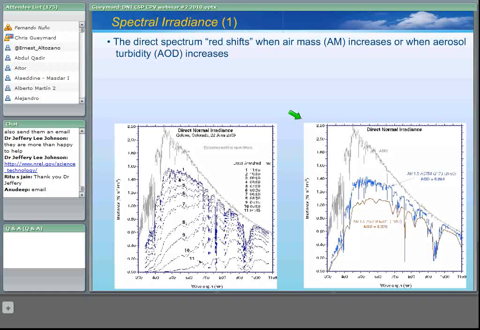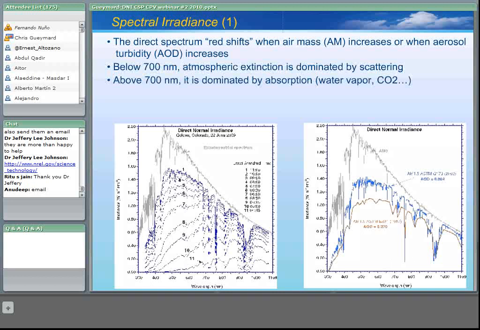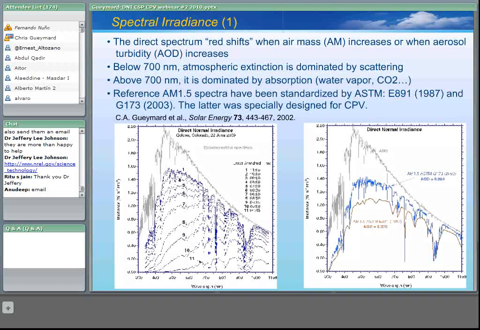So below 700 nanometers, the atmospheric extinction is dominated by scattering from molecules and aerosols. Above that limit, it is actually dominated by absorption, essentially from water vapor and CO2. So there are reference air mass 1.5 spectra that have been standardized by ASTM in 87 and 03, as I mentioned. They also have been standardized by institutions like ISO and IEC. That latter spectrum from 2003 was specially designed for CPV, but I don't think it has been actually standardized as such for a CPV rating.